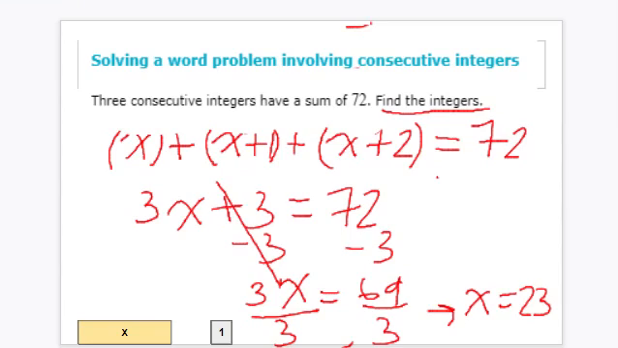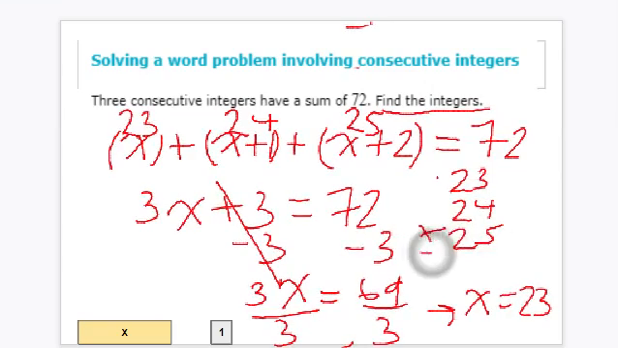So if x is equal to 23, then that means our next value is 23 plus 1, which is 24. And our next value is 23 plus 2, which is 25. And there are our consecutive integers, 23, 24, and 25. And to check, just add them up. We should always be thinking and checking our work, okay? So 3 and 4 make 7, 7 and 5 make 12, carry the 1, 3 2's make 6, plus 1 is 7, and our check works.